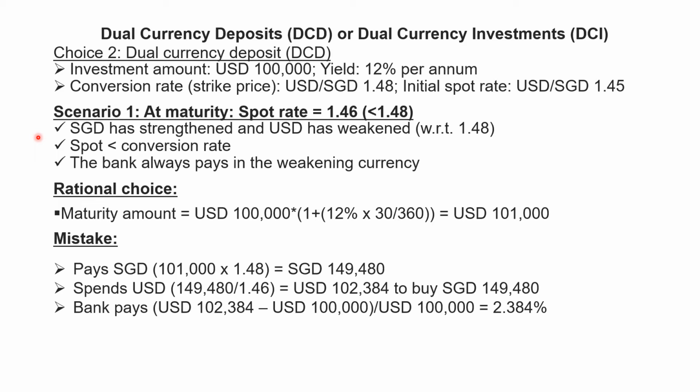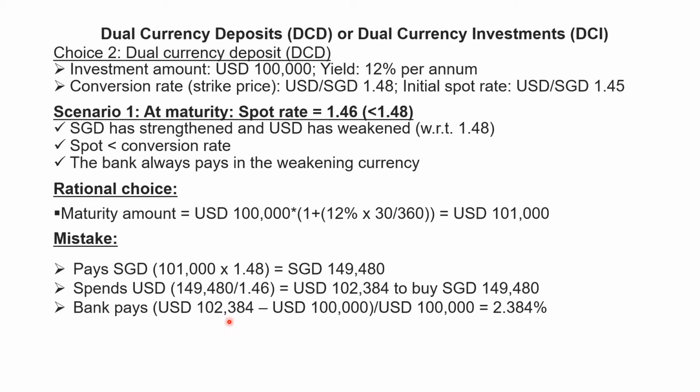Suppose the bank makes a mistake and it converts the US dollar 101,000 to Singapore dollar at 1.48 and pays you Singapore dollars 149,480. Now, in order to pay Singapore dollars 149,480 to you, the bank will have to buy Singapore dollar 149,480 and it will have to sell US dollars in the market at 1.46, the prevailing spot rate on maturity. So, the bank will have to spend US dollar 149,480 divided by 1.46, which is equal to US dollar 102,384. In effect, instead of simply spending 101,000 to close the contract, it will be spending US dollar 102,384.